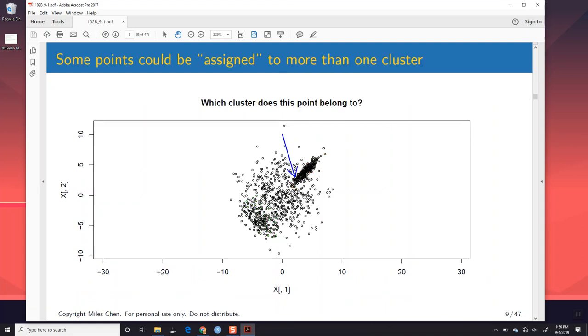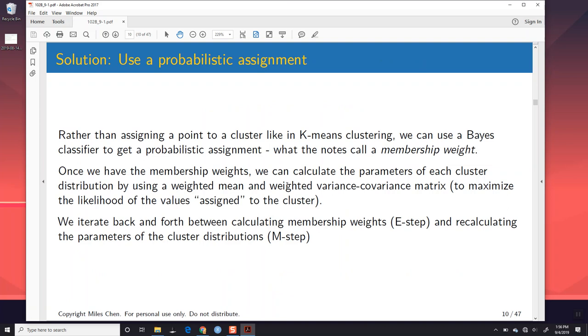So we'll kind of see this, right? Which cluster does this belong to? And again, it could belong to this cluster over here, or it could belong to the center. We don't really know, right? So this is what we do. We have probabilistic assignments, much like the Bayes classifier, right? And we call these the membership weights, right? And once we have the membership weights, we calculate the parameters, being the mean and standard deviation, or sigma, by using a weighted mean and weighted variance-covariance matrix for the points that are assigned, which is really just probabilistically assigned to that cluster, okay?